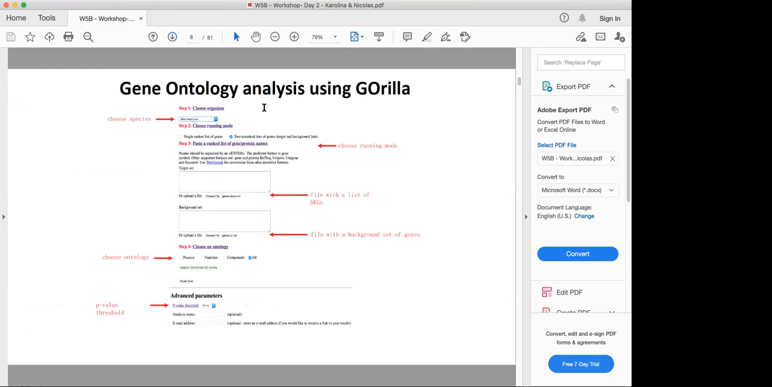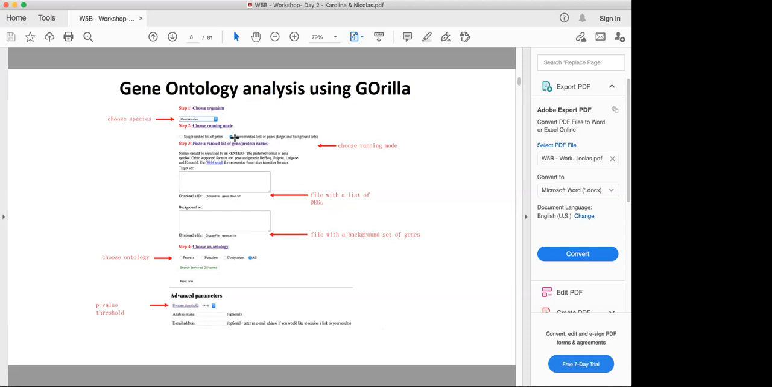So first of all, I want to show you. When you go to this website, to the Technion for the Gorilla, gene ontology analysis using Gorilla, you will have several steps. For step one, you have to choose the organism. Because we are dealing with mouse data, we have to choose Mus musculus.